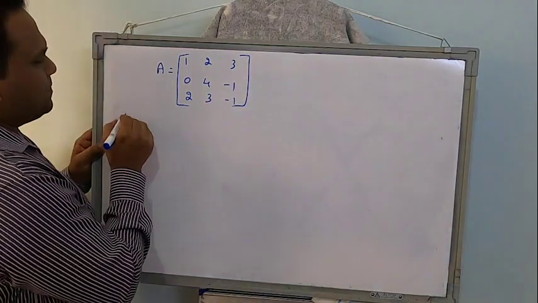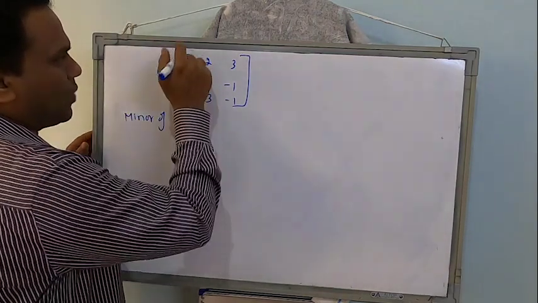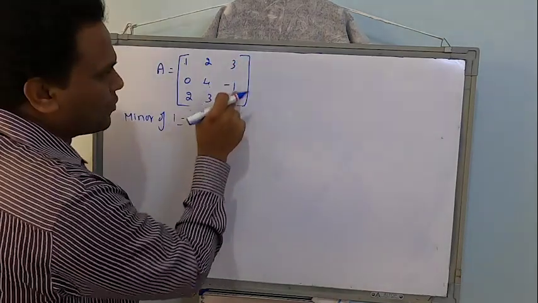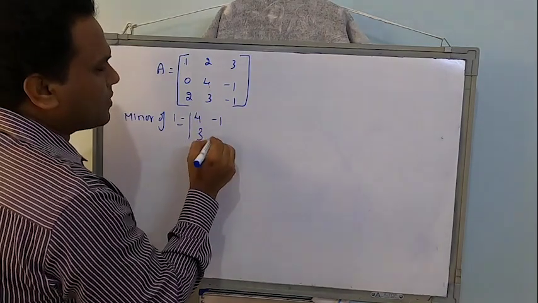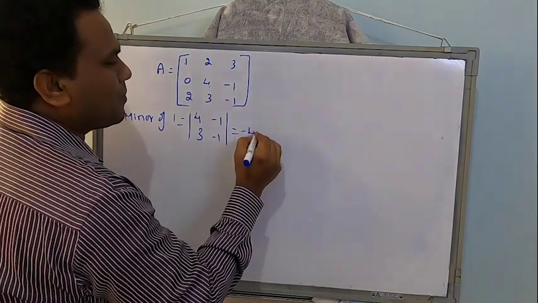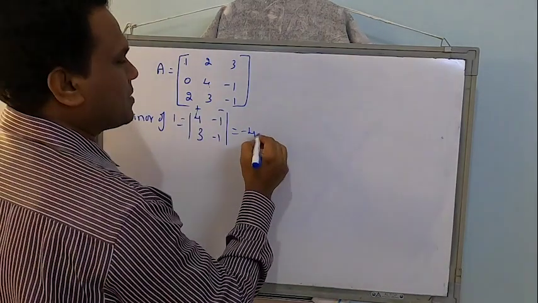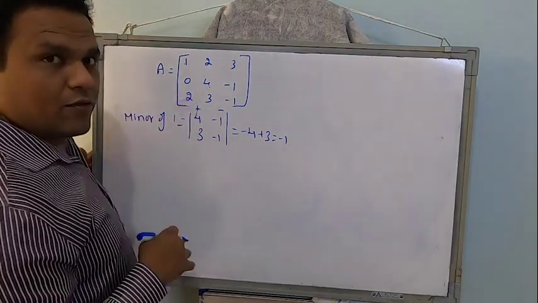So let's consider the minor of 1. 1 is an element of the first column, first row. The remaining are these 4, right? If you want, you can write down the determinant 4, minus 1, 3, minus 1, expand, minus 4. Remember, we know the signs are going to be plus and minus, right? So minus 4 plus 3, and that's going to be minus 1. So like that I have to find it for all the 9.